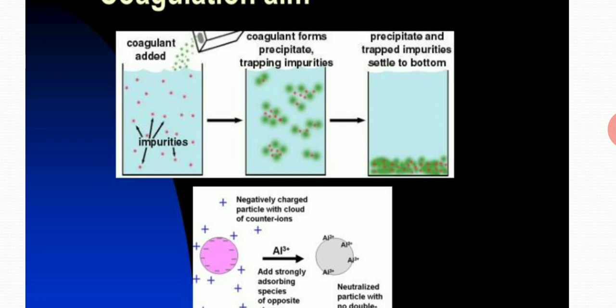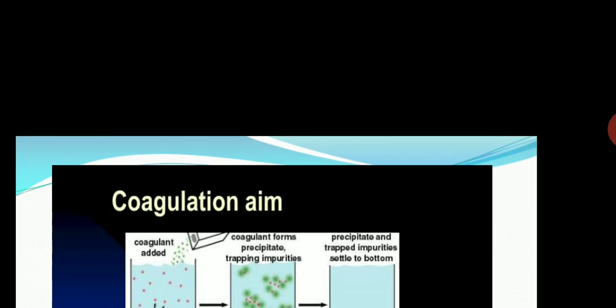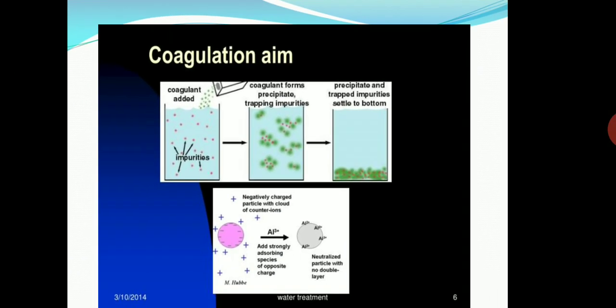These coagulants, which are positively charged, stick to the negatively charged impurity, which is in red color, and make the impurity change its shape and size. Slowly the impurity forms a precipitate and it settles down at the bottom. You can see here negatively charged particles and positively charged particles forming coagulation. So, this is how impurities settle down with coagulation.